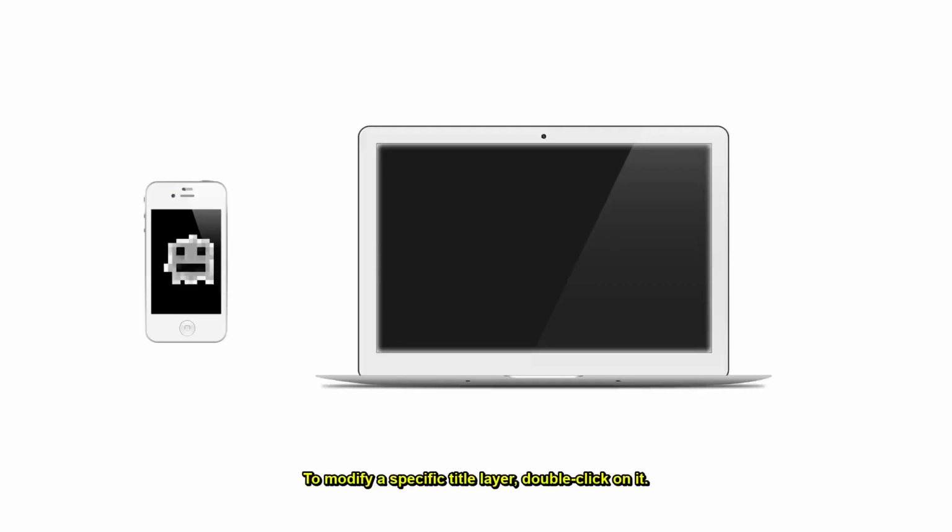To modify a specific title layer, double-click on it. This will open the layer in the Essential Graphics panel. Here, you can adjust text properties, size, and positioning. Use the transform controls to reposition your title as needed.